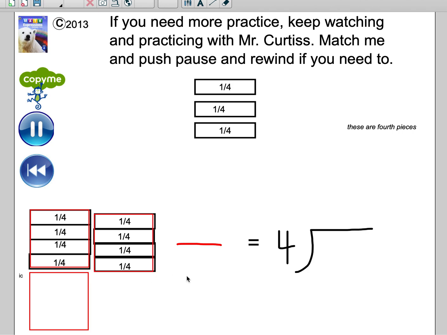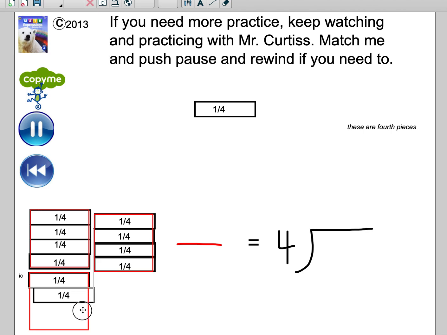All right, looks pretty good. Are we done? No, looks like we have a couple more. So I'm going to put those in to see how many 4ths can fit in this last box. I used all 11. So do I have 3 wholes? No, not quite. It looks like I have 2 wholes and 3 4ths.